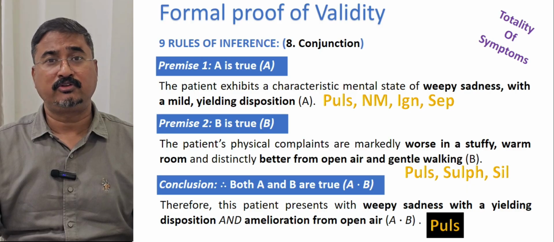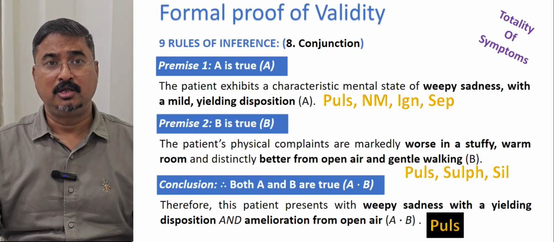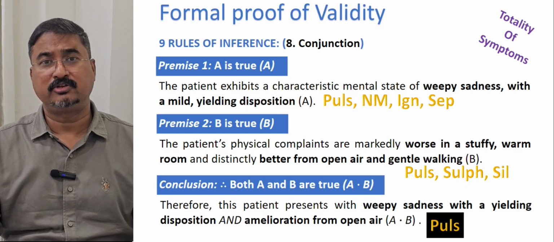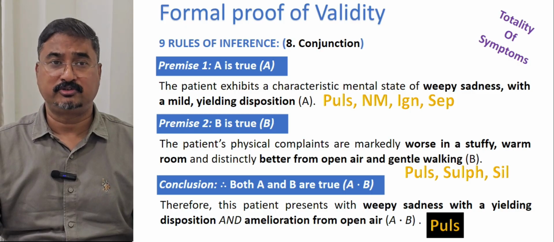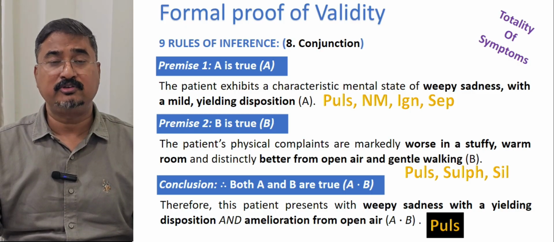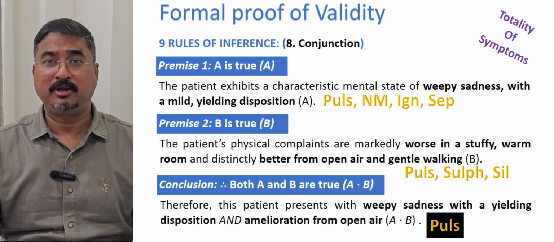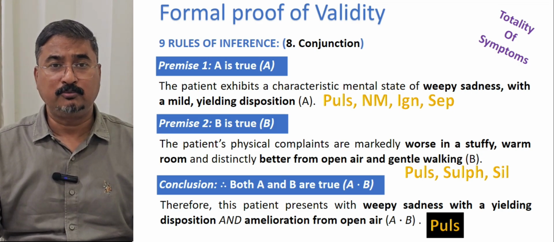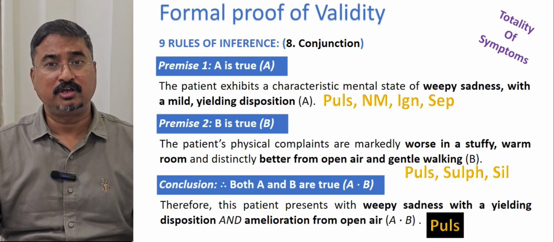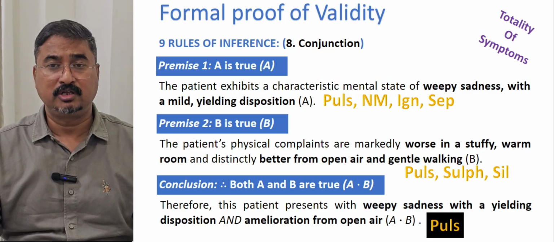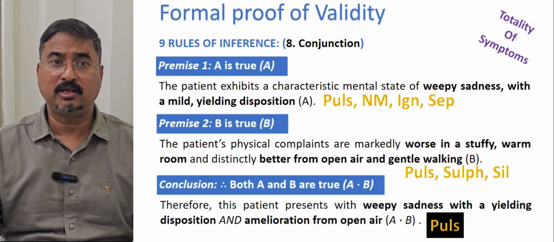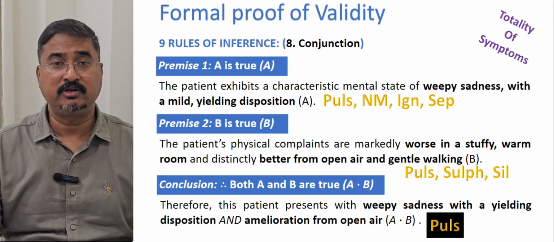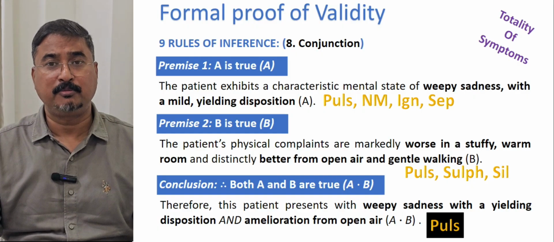Let us understand the rule of conjunction with a clinical example. During case taking, the homeopathic researcher makes two independent observations. The first observation is that the patient has a characteristic mental state of weepy sadness with a mild yielding disposition. This is our first premise A. The second observation is that the patient's physical complaints are much worse in a warm, stuffy room and are clearly relieved by open air and gentle walking. This is our second premise, that is B.